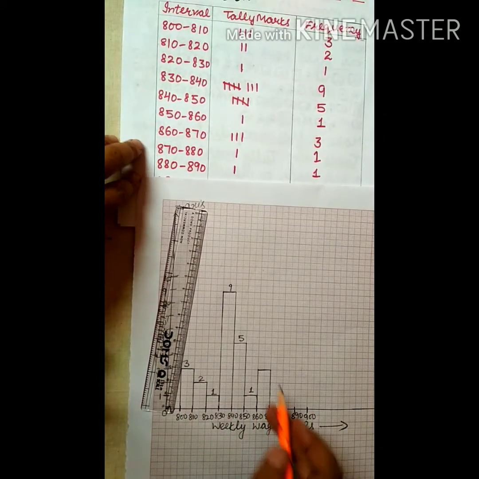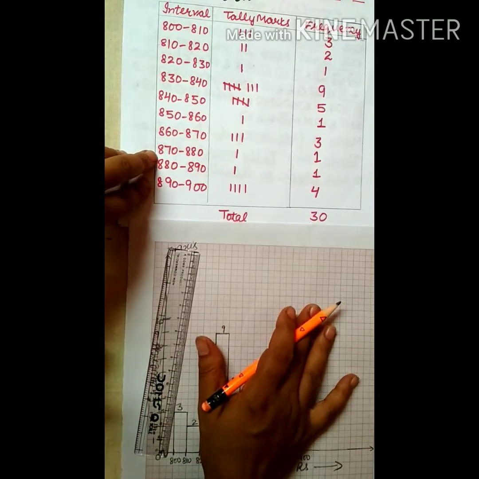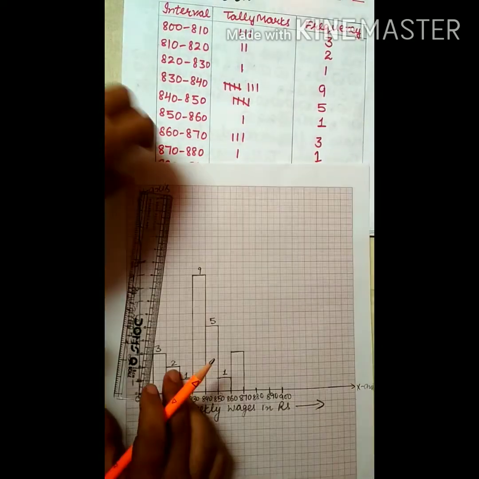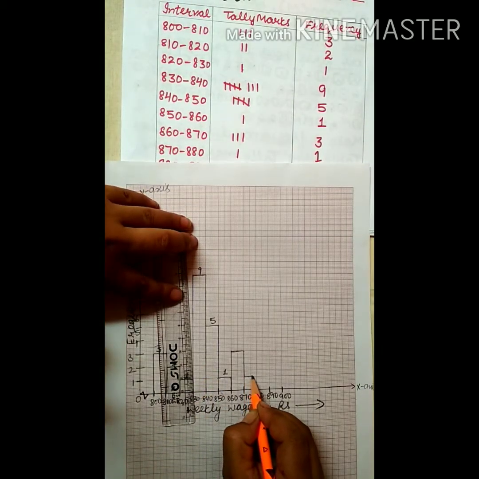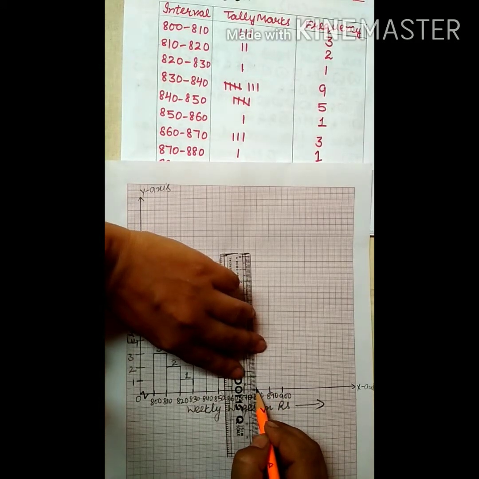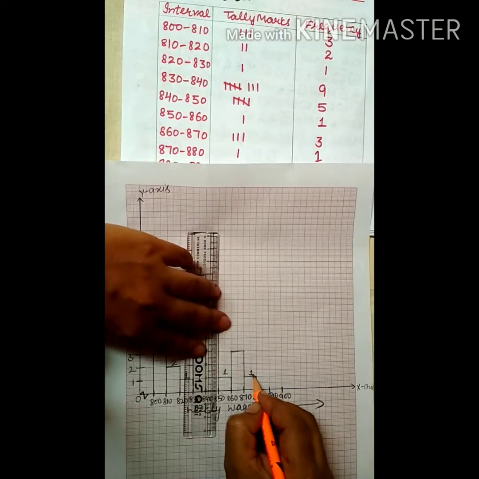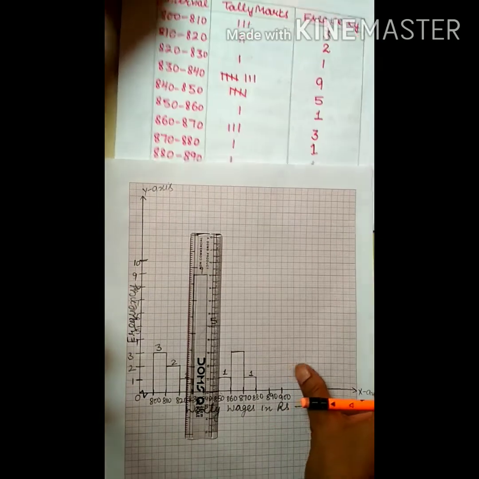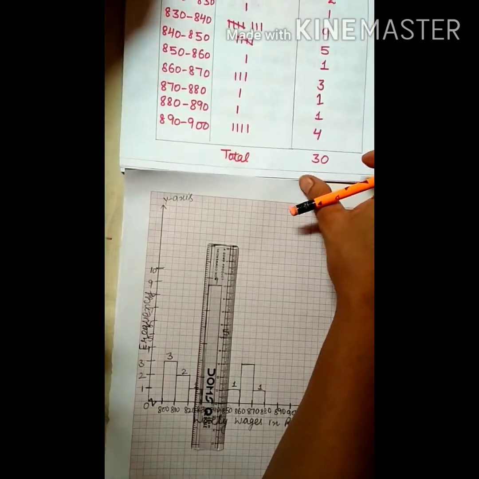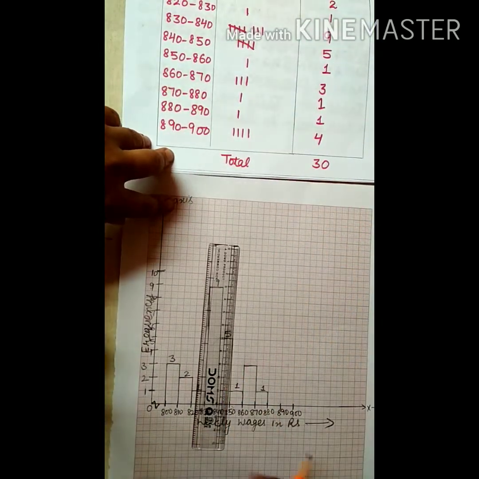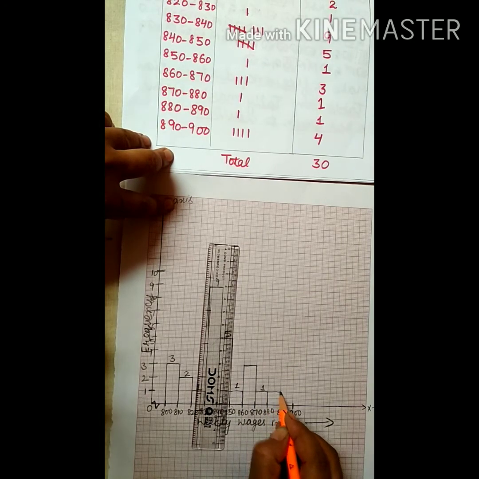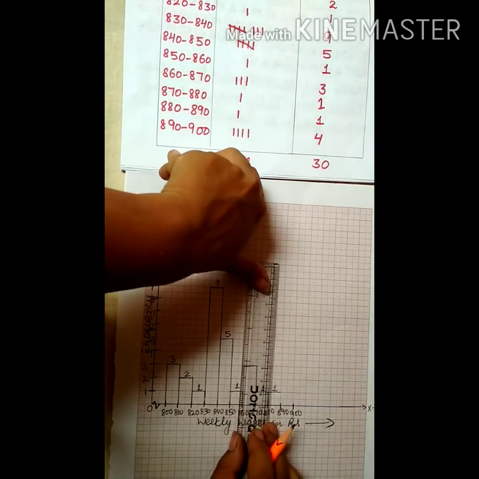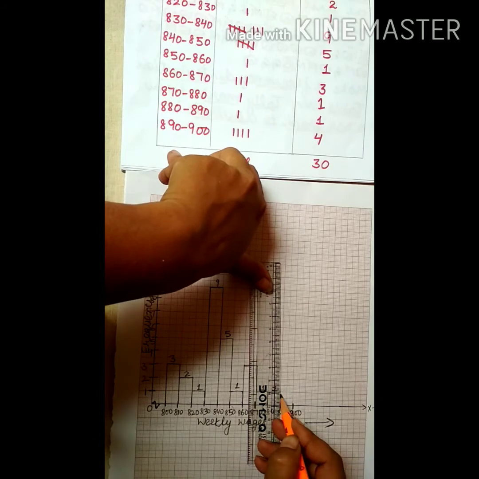And next one is 870 to 880. This is 1. So I will draw 1 here, a rectangle with the height 1. Next one is 880 to 890. Again there is 1 person. So I will write down 1 here.